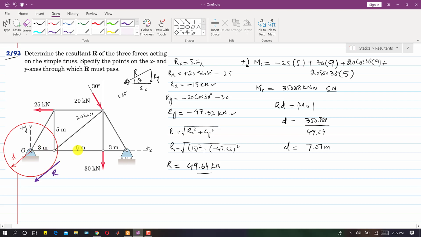So the perpendicular distance of this R from O is that D, right? Now as we can see, if I extend the line of action of this force, this is the x-axis, right? So this is passing through this x-axis, and this is also passing through the y-axis, right? So if I extend this, now we need to determine this distance and this distance. Let's suppose that this distance is x. So we need to determine this x and y distances, right? It is asked in the problem to find these x and y intercepts.